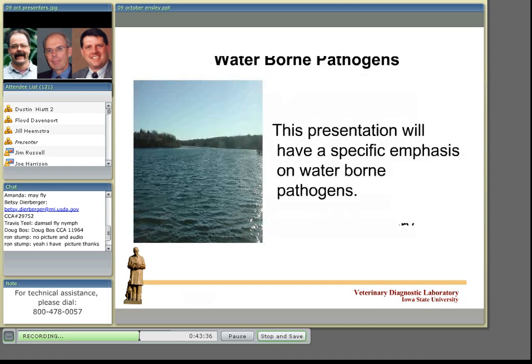I want to give acknowledgement to Doug Bear, who was a graduate student on this project and has done quite a bit of the work that I've been involved with looking at waterborne pathogens. One of the things that we wanted to look at with this riparian project was any effect of cattle and the relationship to waterborne pathogens.